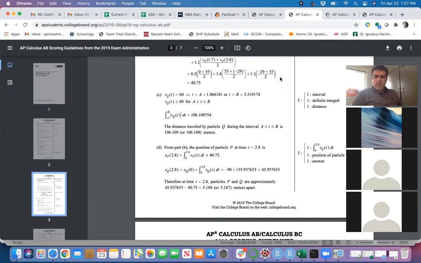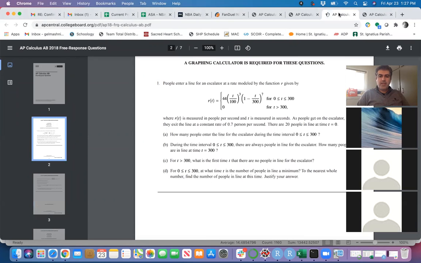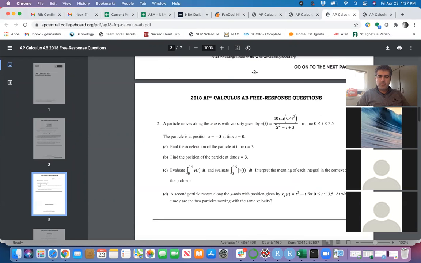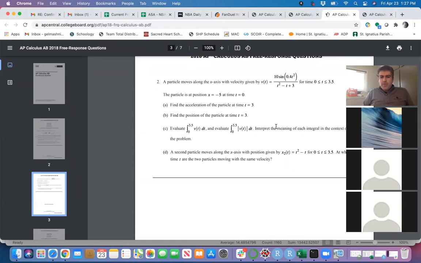Okay, so we got about 8 minutes left before the next group will come back in. What I'd like you guys to do is to try 2018, number 2. So here's 2018. It's also doing linear motion. So they want acceleration. They give the velocity function, so you need to store that in your calculator. They also give you the initial position is negative 5.